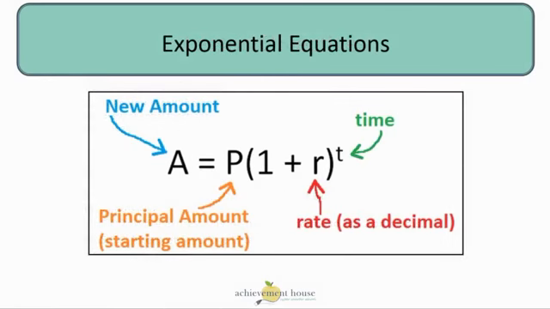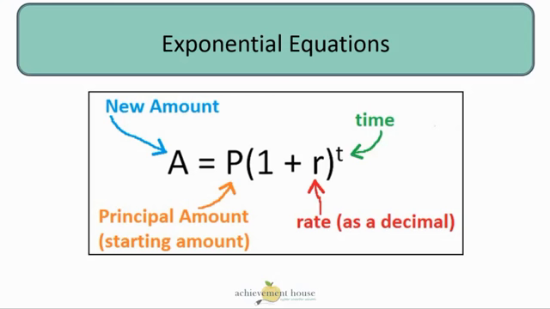We first talked about exponential equations and using those exponential equations to model certain real-life events. The first one was exponential growth. We talked about rates, and we talked about principal amounts, and we talked about things increasing exponentially over time. For example, populations increasing at a certain rate over a certain amount of years.